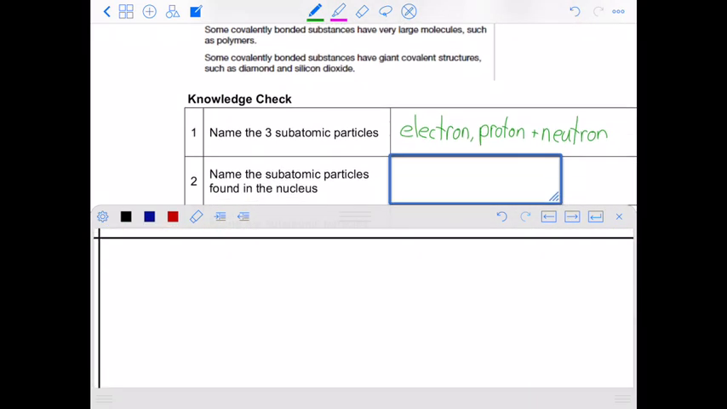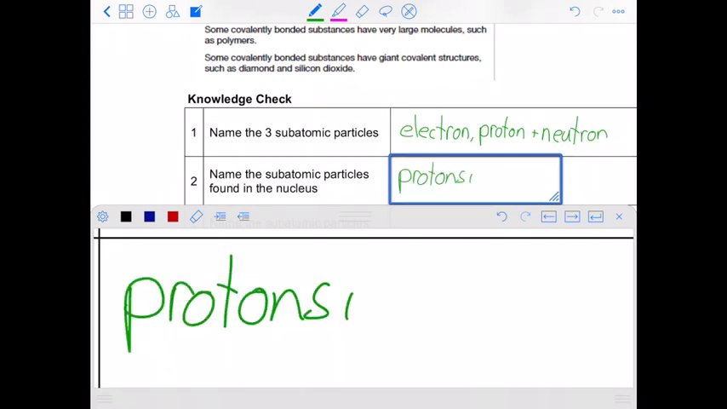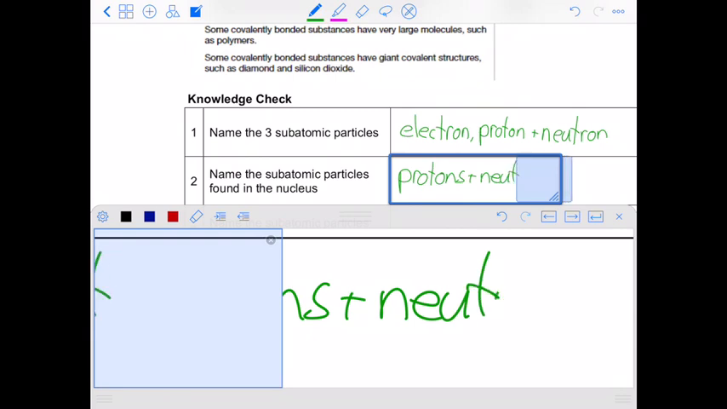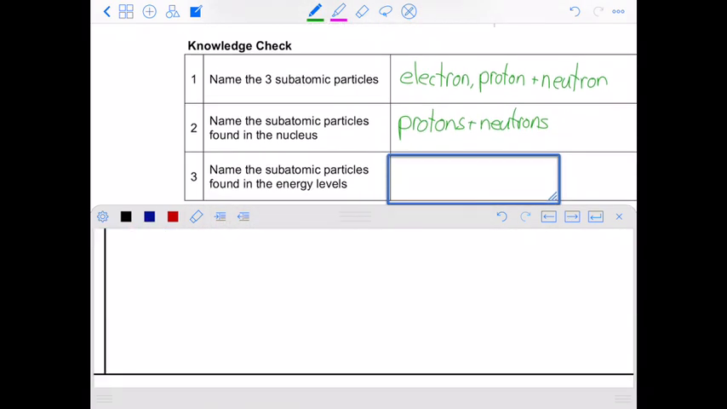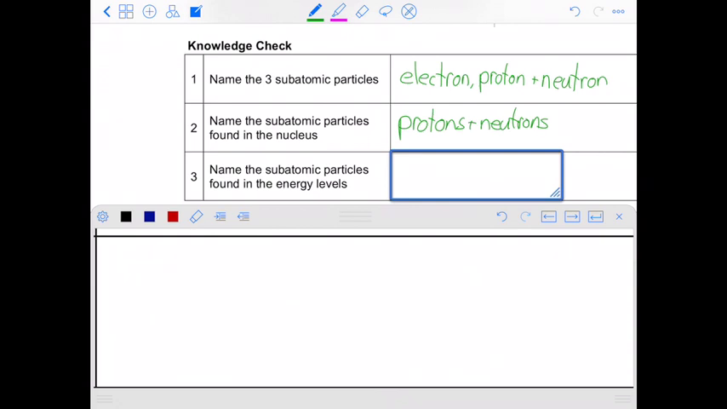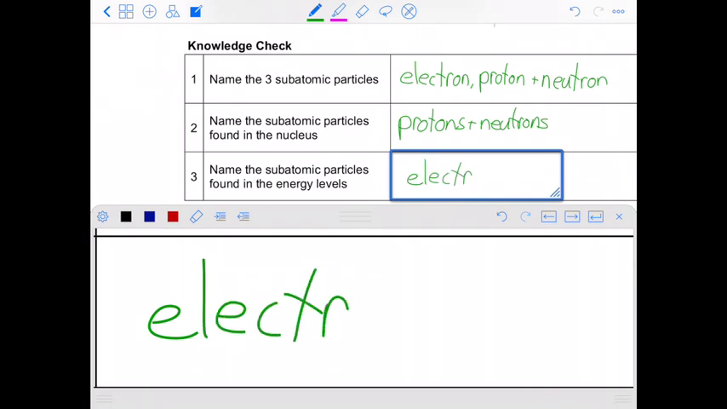The subatomic particles we find in the nucleus are the protons and the neutrons. Remember that these also give you the most of the mass in an atom. The subatomic particles found in the energy levels are the ones we don't find in the nucleus, so these are the electrons.